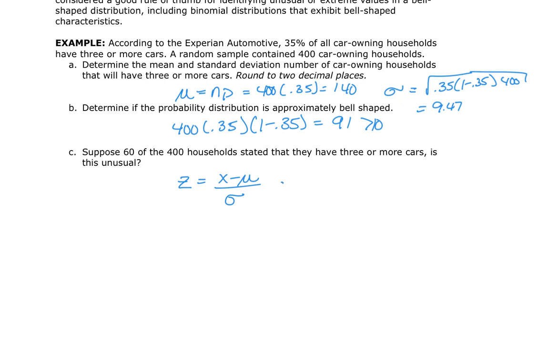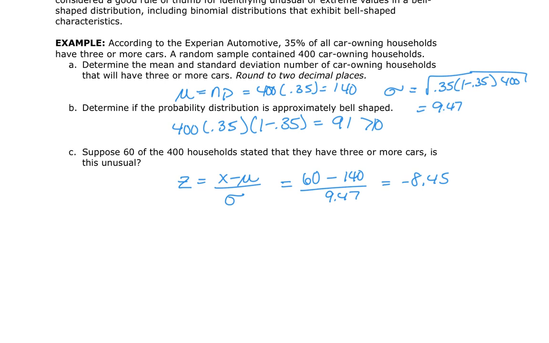And so for us, we have the piece of value that we're looking at, which is 60, minus our mu, and our mu was 140. And our sigma we found to be 9.47. We end up with a negative 8.45.